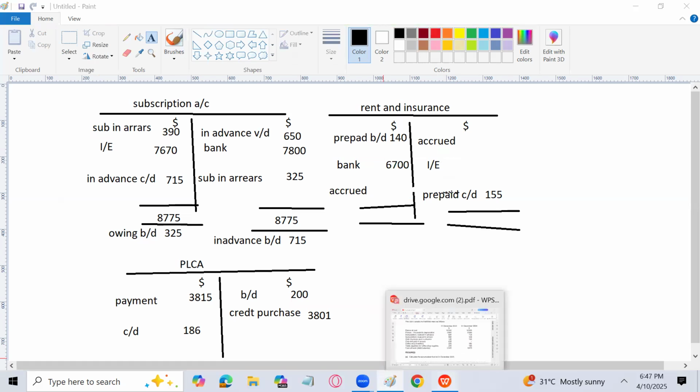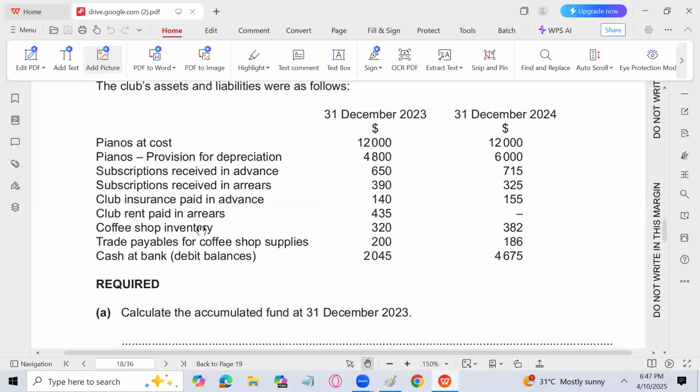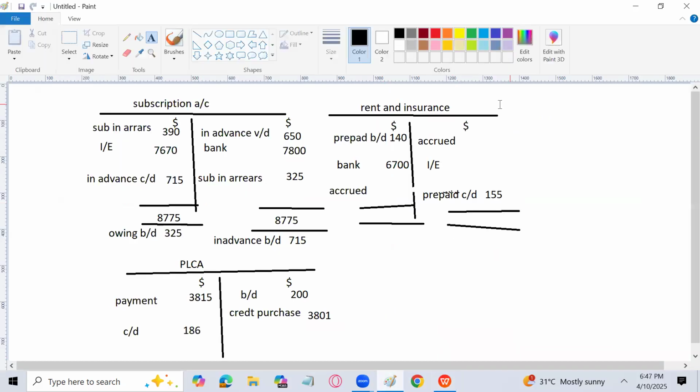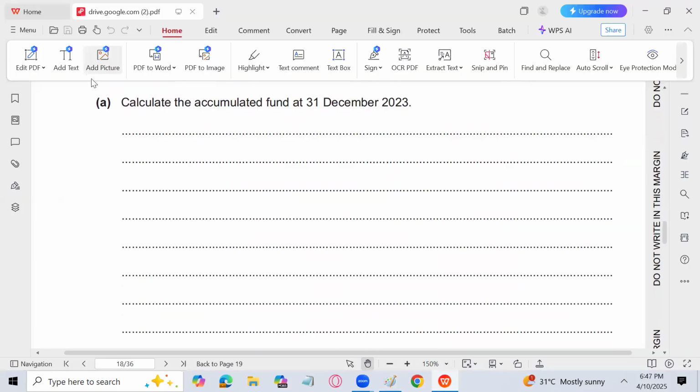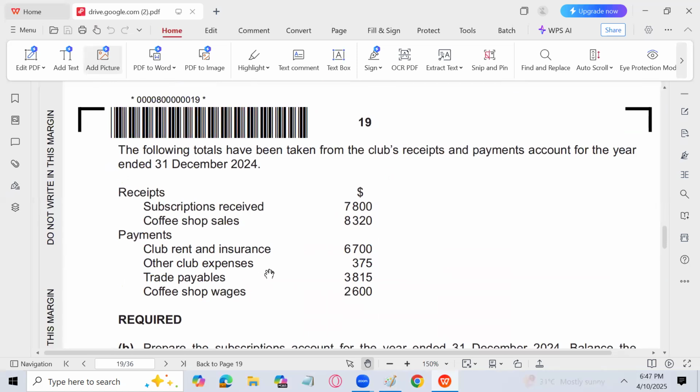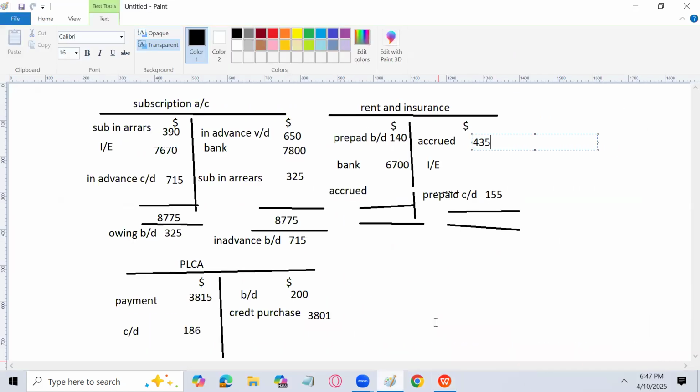So let's talk about accrued first. Accrued brought down is given. Club rates paid in arrears 435. Accrued brought down is given, but accrued carried down is not given. So we'll write only 435. Carried on is not given. Then the rent paid figure, cash figure is 6700. So now I will go for the total of the debit side. How much it is? 6840. The credit side will also be the same, 6840.